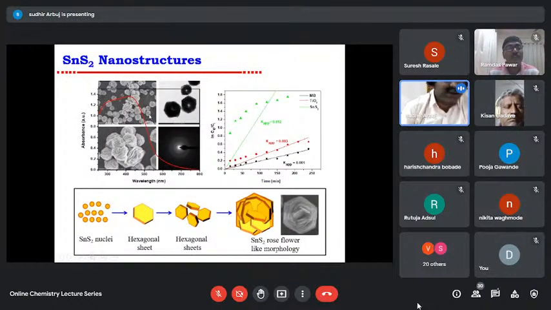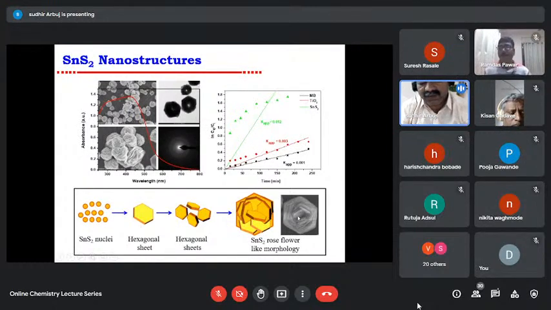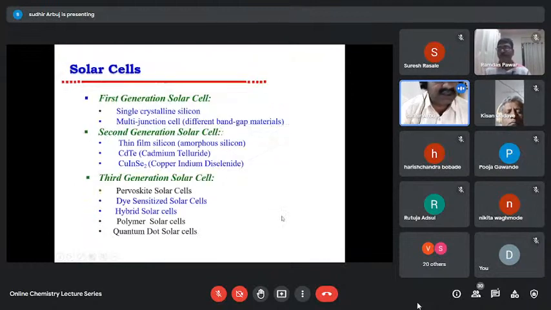Another material we prepared is tin sulfide, a flower-like structure, and its photocatalytic activity is compared with TiO2. We observe that the tin sulfide has higher photocatalytic activity than TiO2. A nice rose-like morphology is prepared, and its structure was tuned using hydrothermal synthesis techniques. So the first application, photocatalysis, is completed. Now the second application we are going to cover is solar cell application.